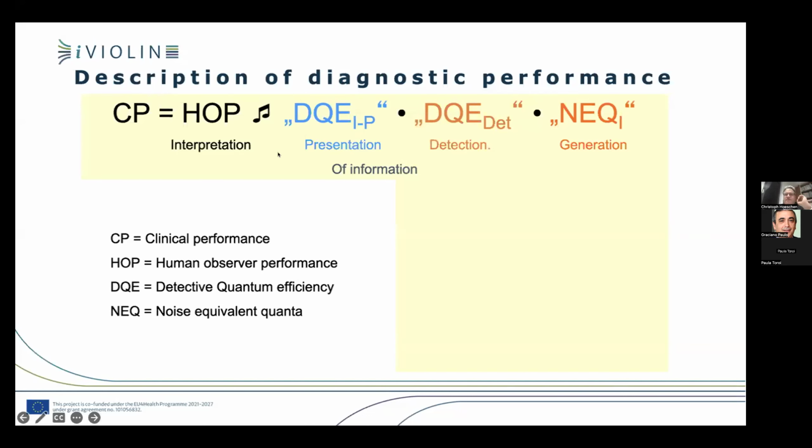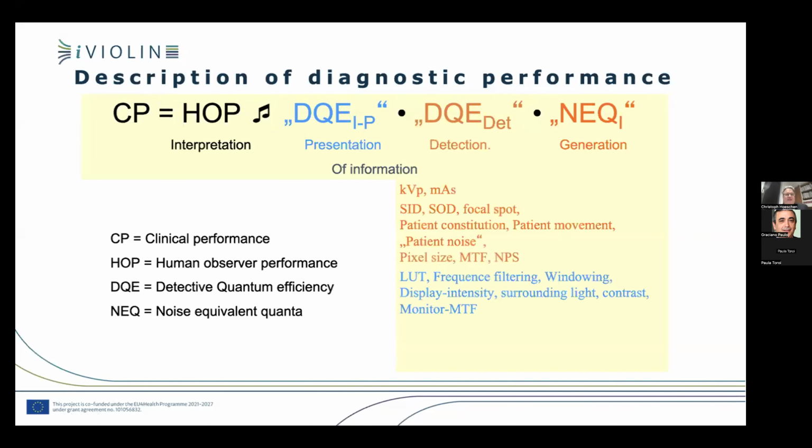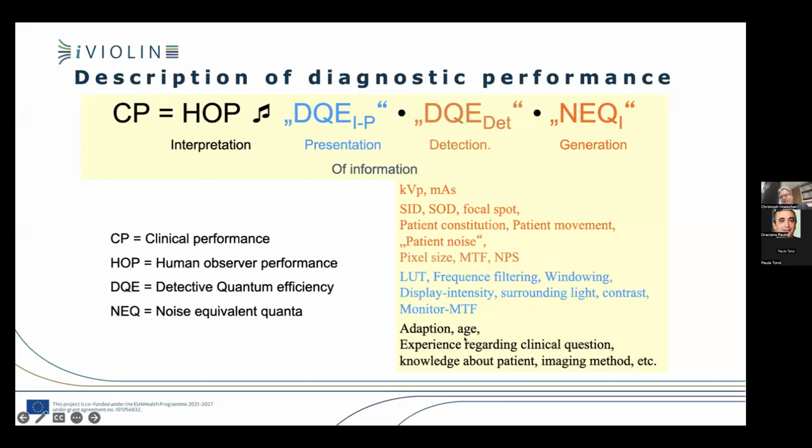Here we have our image. The problem is this is the clinical performance, and actually we don't know what the human observers do with the image. If we would know that, we would be much happier. So here are the parameters: kV and mAs, source-image distance, source-object distance, focal spot size, and so on. You have these parameters for the image processing. And then, and we should not forget about that, a lot about the human observer, like adaptation, the age of this person, the experience regarding the clinical questions, the knowledge about the patient, and so on and so forth.